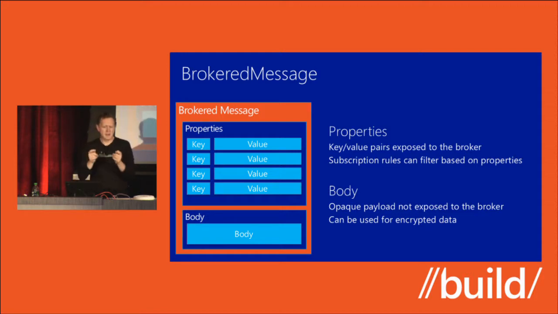So if I say that my message has store ID equals 1234, and one of my subscription rules says only messages with store ID 1234, only that receiver is going to get that message. That receiver is going to get that message, along with other receivers that have matching filters that match those message properties. Okay, so that's the basics.